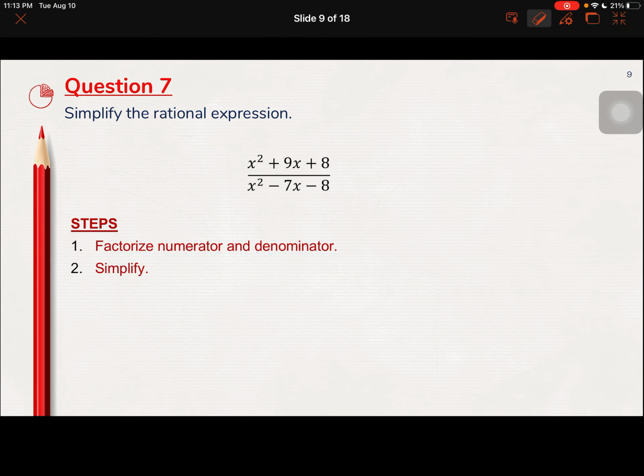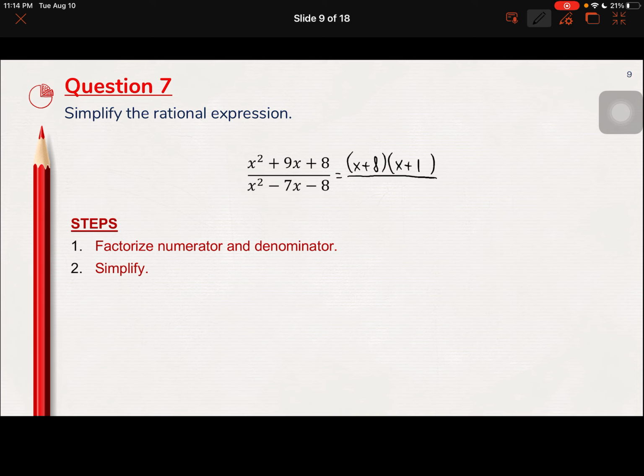Okay, the numerator, we have x and x. This sign is positive, this positive and this positive, you multiply them and you get a positive. So now two numbers that if you multiply them you get 8 and you add them you get 9. They are 8 and 1 and you can check that.